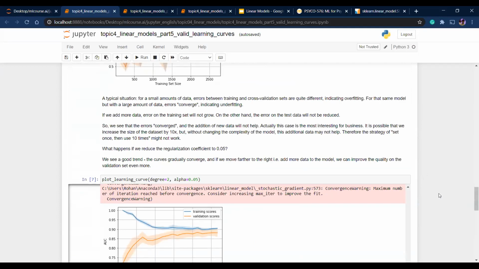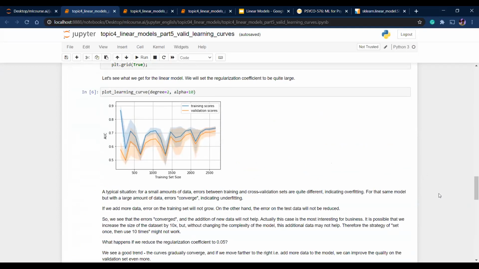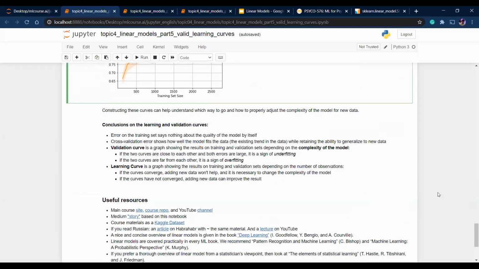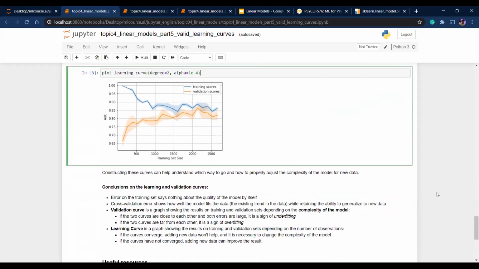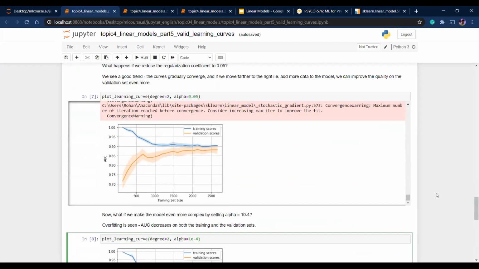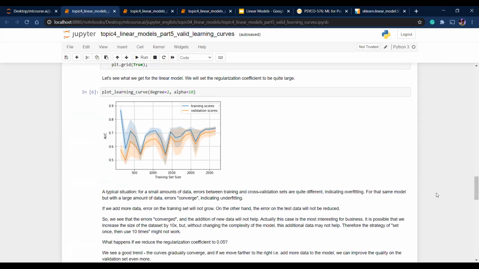So yeah, those are the conclusions that you can actually get from the learning curves. This might not be a good explanation, but I encourage you to definitely go through all the learning curves and the validation curves for a more in-depth understanding. I'll probably also post a link on the Slack for more explanation.